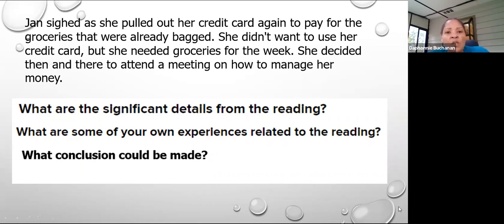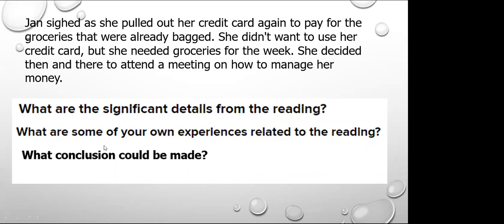So Jan pulled out her credit card again to pay for the groceries that were already bagged. She didn't want to use her credit card, but she needed groceries for the week. She decided then and there to attend a meeting on how to manage her money. So what are some significant details from this reading? We're just going to do it verbally this time. She didn't want to use her credit card.